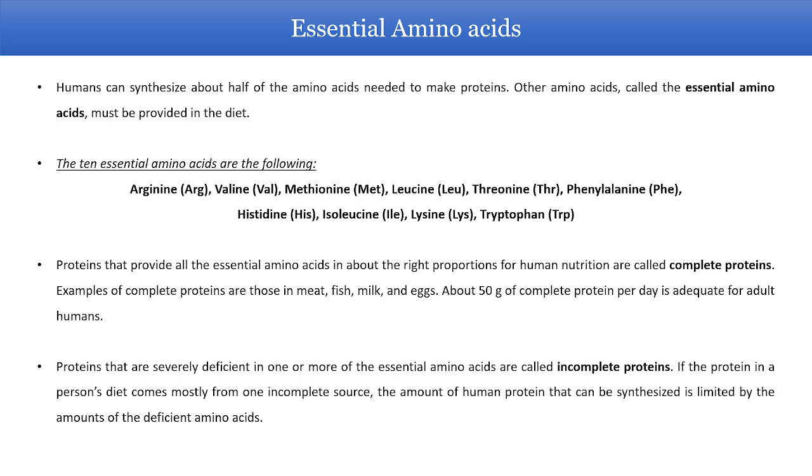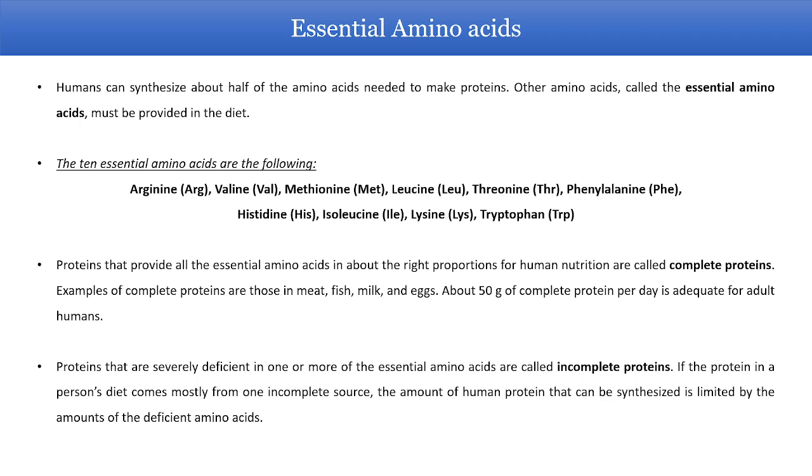Examples of these complete proteins are those that you can get in meat, fish, milk, and eggs. About 50 grams of complete protein per day is adequate for adult humans. Proteins that are severely deficient in one or more essential amino acids are called incomplete proteins.